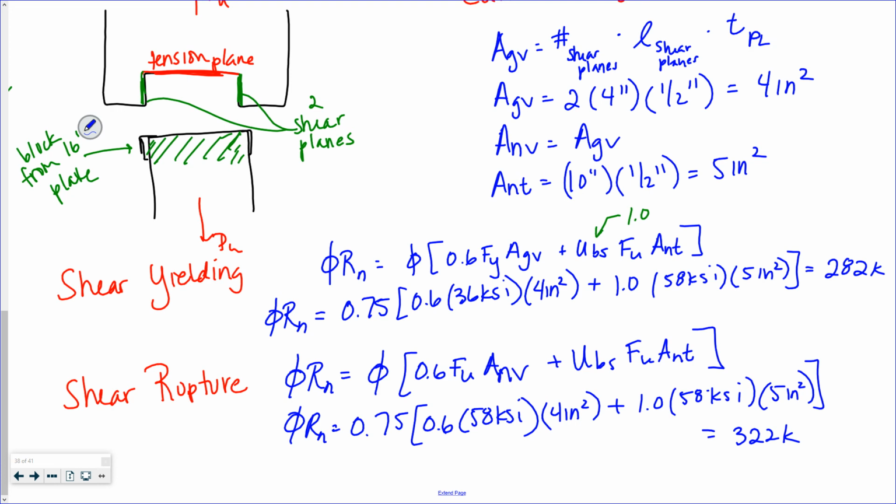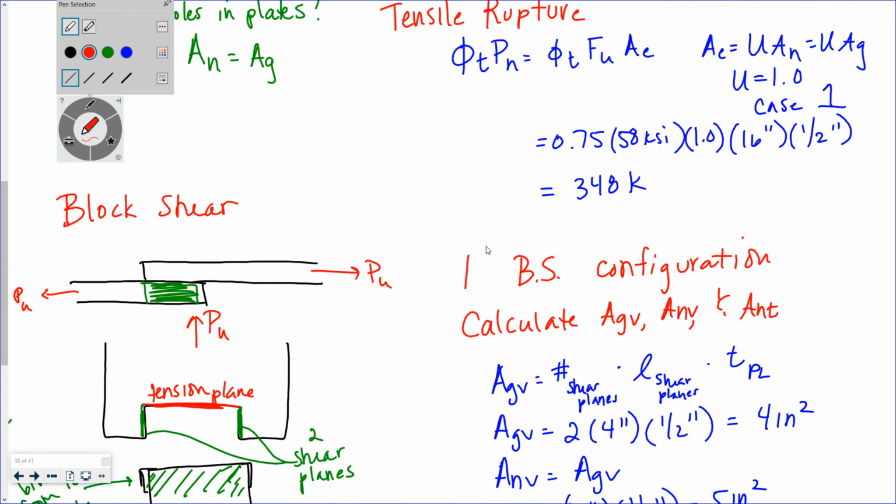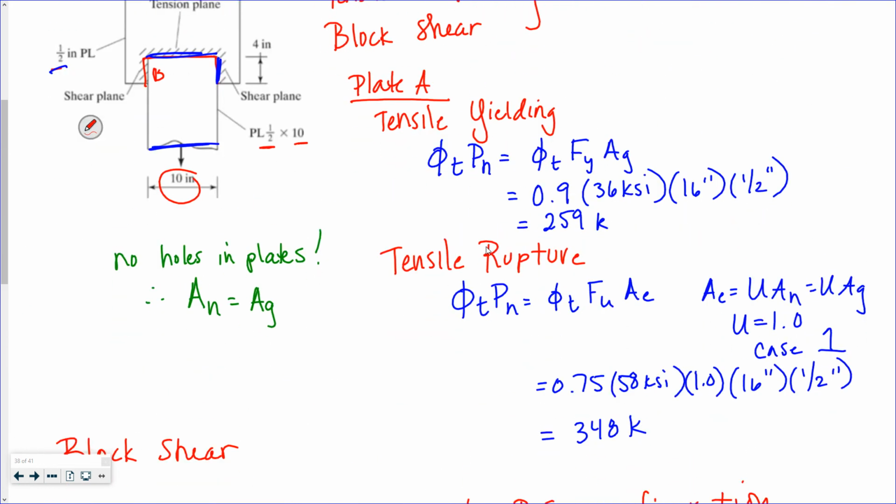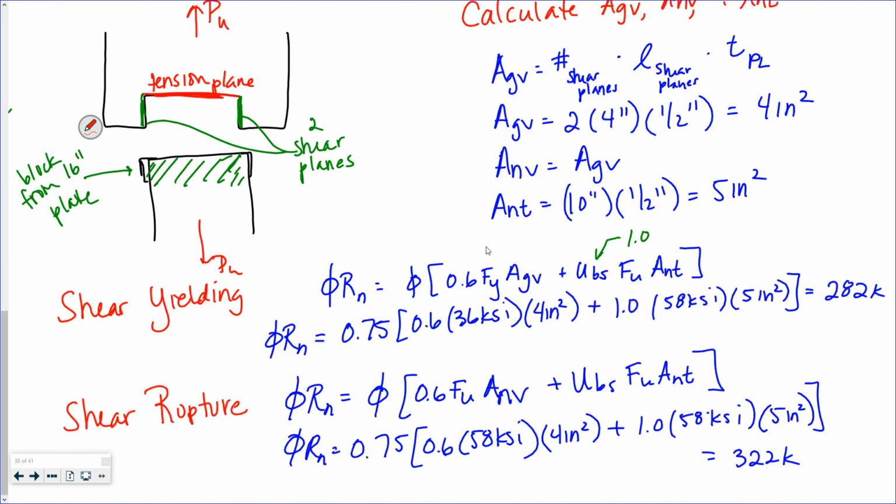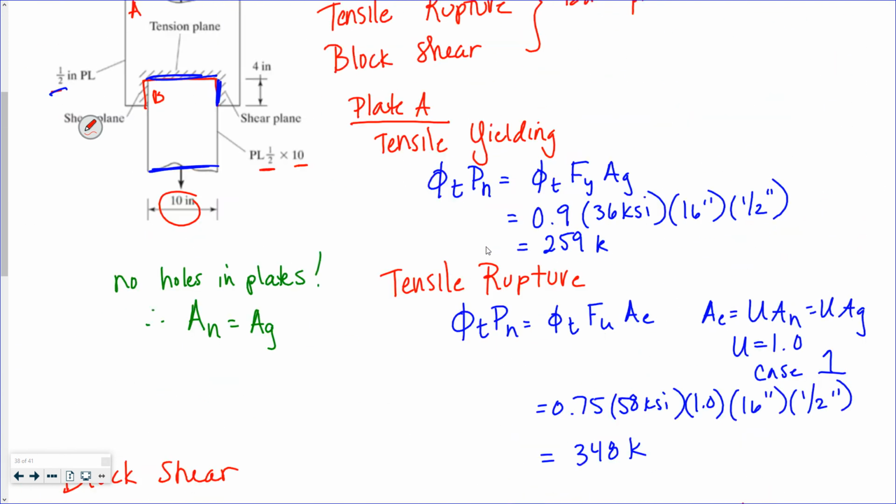So far, let's see what's controlling if we're just looking at that first plate. I've got 322, 282. Okay, well, that makes sense. Shear yielding is going to control over shear rupture. Tensile yielding and tensile rupture, 259. Let's see, 259 compared to 282. So far, 259. Tensile yielding would control for the big plate.